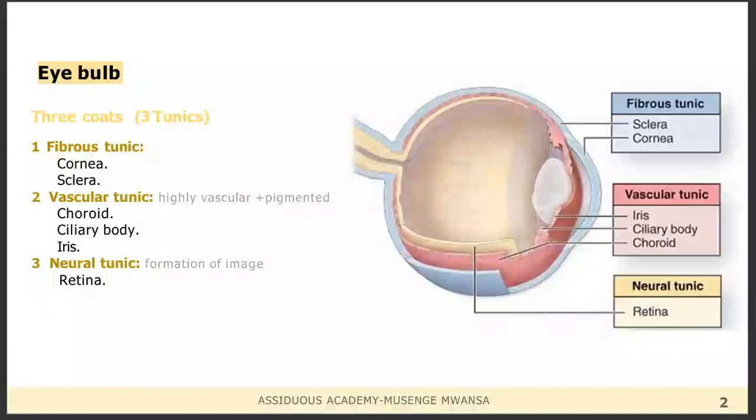If you look at this structure, it's actually from the ciliary body that the zonular ligaments go to attach to the lens. So what happens is that if the muscles in the ciliary body contract, they are going to cause the zonular ligaments to relax. When the zonular ligaments relax, that will cause the lens to become shorter and thicker in the middle.